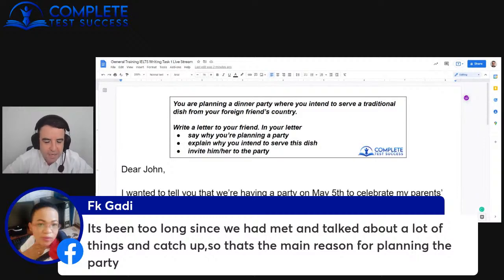So that's the main reason for planning the party. That's an unusual party. That sounds like you want to meet that person individually, not that you want to have a party. So a party would be more an occasion that you're celebrating. Or a party would be, when a lot of people come to your house, because you decide you want to have like a dinner party or something like that.